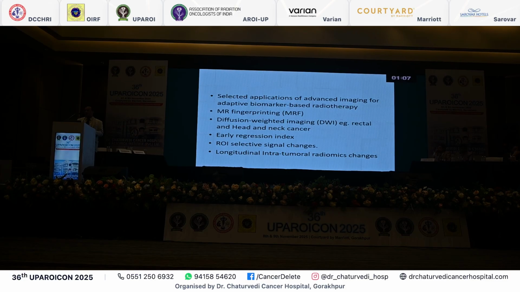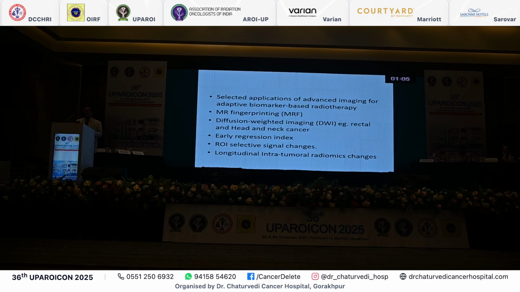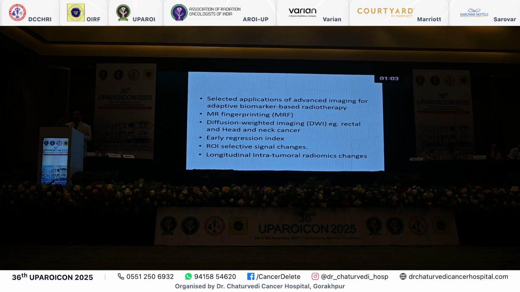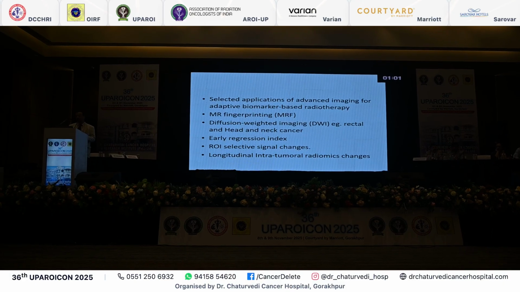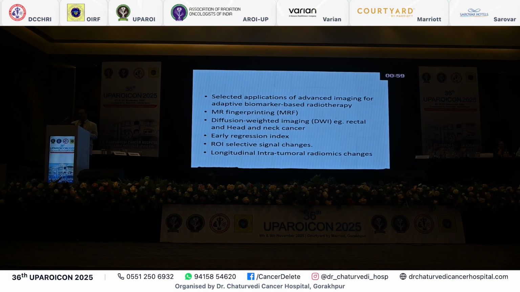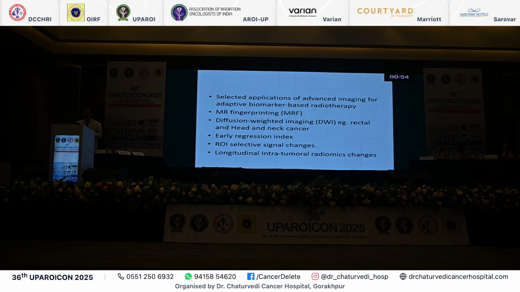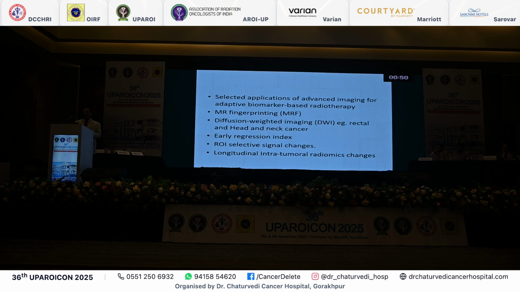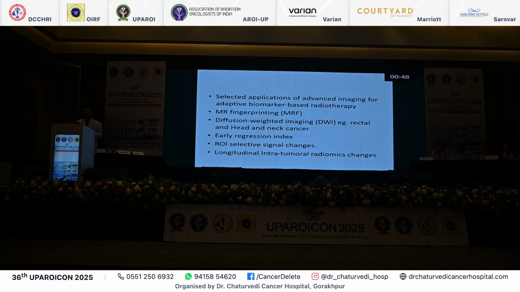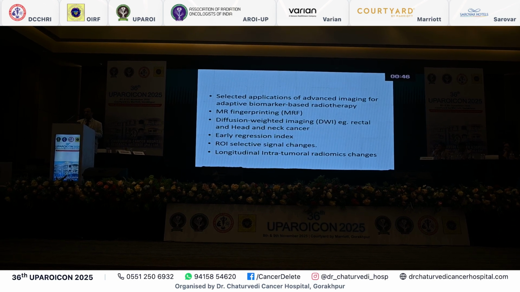Selected applications of advanced imaging with this MRI biology can be MR fingerprinting, diffusion imaging, especially in case of rectal and head and neck, early regression index, RO selective signal changes, and longitudinal intratumoral radiomics changes. Basically, it brings into play the radiomics imaging axis.